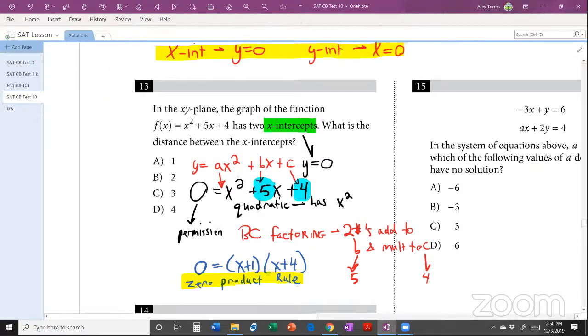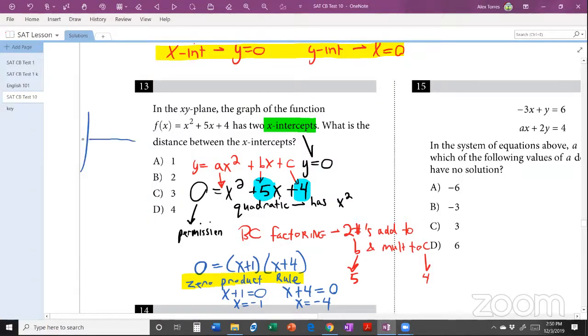So the zero product rule says these two things, x plus 1 and x plus 4, multiply out to 0. And the only way they can multiply out to 0 is if one of them was 0. So the zero product rule says set them both equal to 0 and solve. So x plus 1 equals 0, x plus 4 equals 0, and go ahead and solve each one. So x is -1, x is -4. So we just found out now that our x-intercepts are -1 and -4.